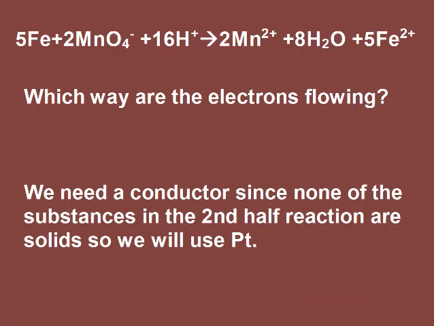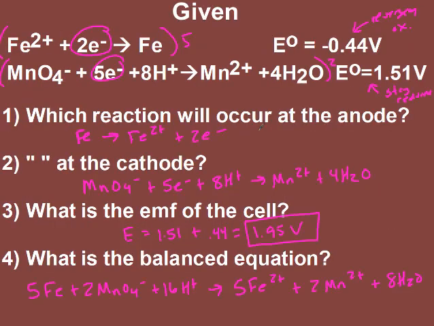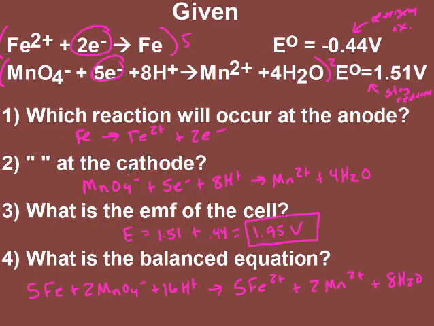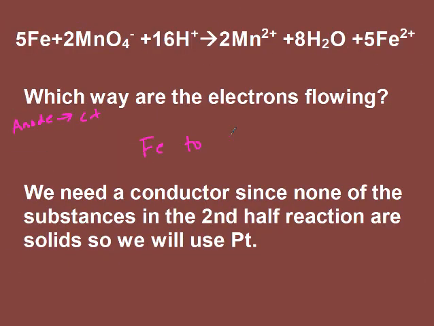Then it says, which way are the electrons flowing? Well, we know that they flow from anode to cathode. And our anode, we had just said, was iron, so they should be flowing from iron. So it occurs at our cathode, so that's manganese. And it's specifically to manganese in MnO4 negative, since manganese is the substance that's actually being reduced. In this problem, we would need a conductor, since none of the substances in the second half reaction are solids, so we would use platinum.